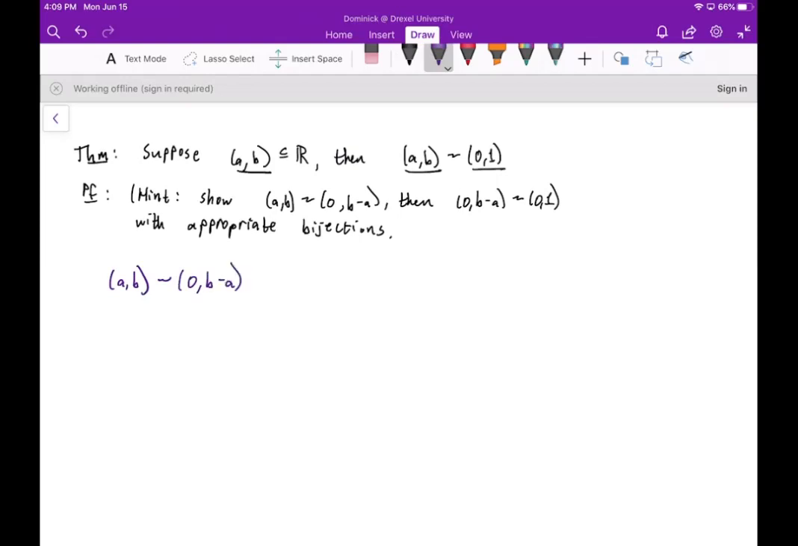First, to show (a, b) is equivalent to (0, b minus a), we just need to take f of x equal to x minus a. That takes a to 0, because if you plug in a, you get a minus a, which is 0. If you plug in b, you get b minus a, which is what we want. And of course this is 1-to-1 and onto.